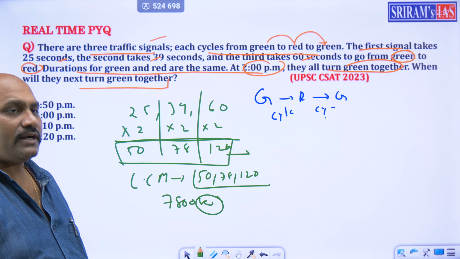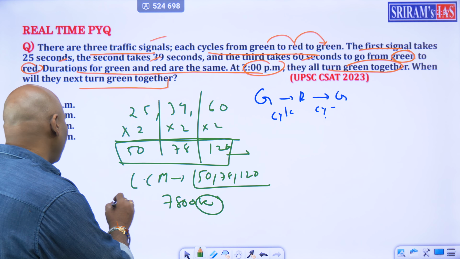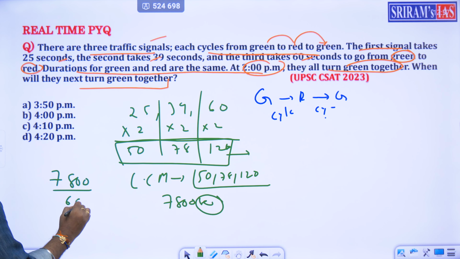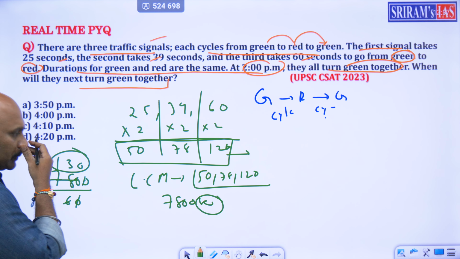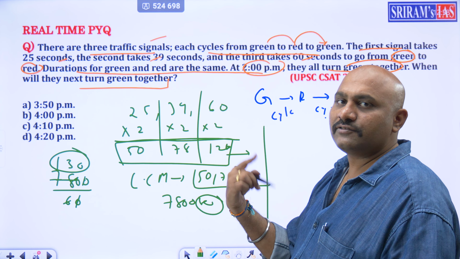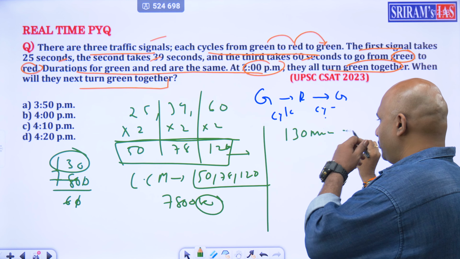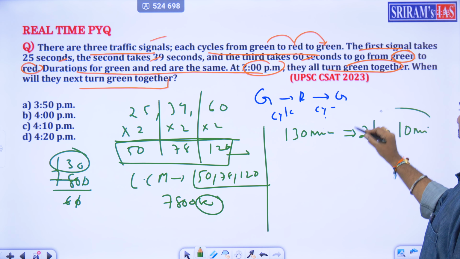Now you convert this 7,800 seconds into minutes. Simple: 7,800 divided by 60 comes to 130 minutes. That means after 130 minutes, all the signals will become green. So 130 minutes means 2 hours 10 minutes.